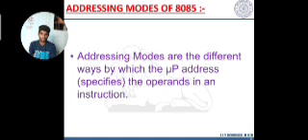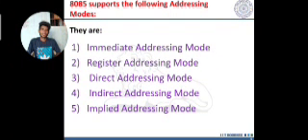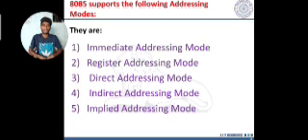In basic computer programming, addressing modes are of interest to those who write in assembly languages and to compiler writers. Based upon the address of source and address of destination, the 8085 microprocessor supports the following addressing modes. Those are immediate addressing mode, register addressing mode, direct addressing mode, indirect addressing mode, and implied addressing mode. Let us discuss one by one.